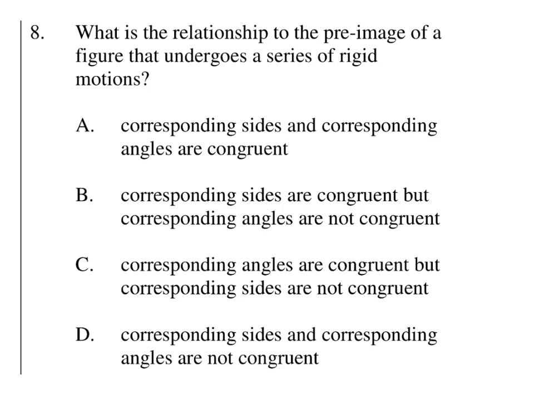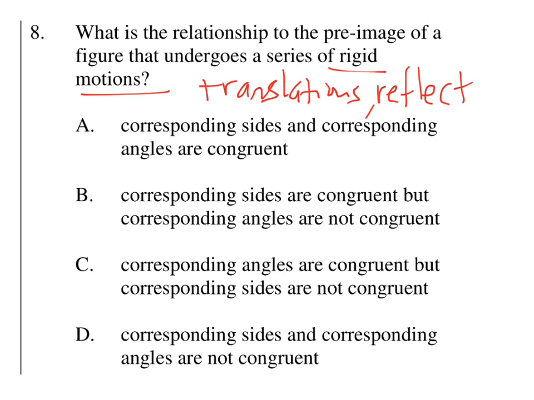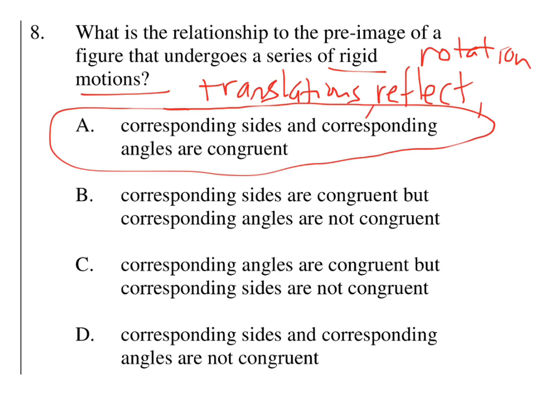Let's move on to 8. So on this one, with relationship C, undergoes a series of rigid motions. And that's important to know what that means. Those are translations, reflections, and rotations. And so if you do one of those 3 things, do your side lengths change? Do your angle measurements change? Do the angles change how big they are? The answer to both is no. They stay the same. So they are congruent to each other when you do one of those 3 transformations. So the answer is going to be A.